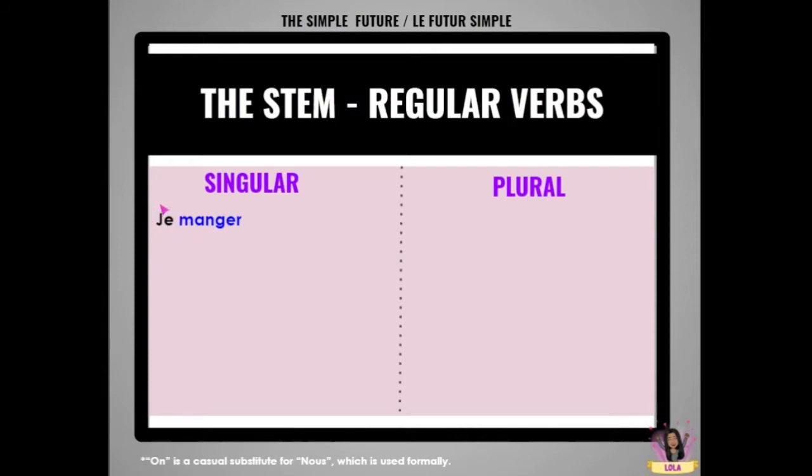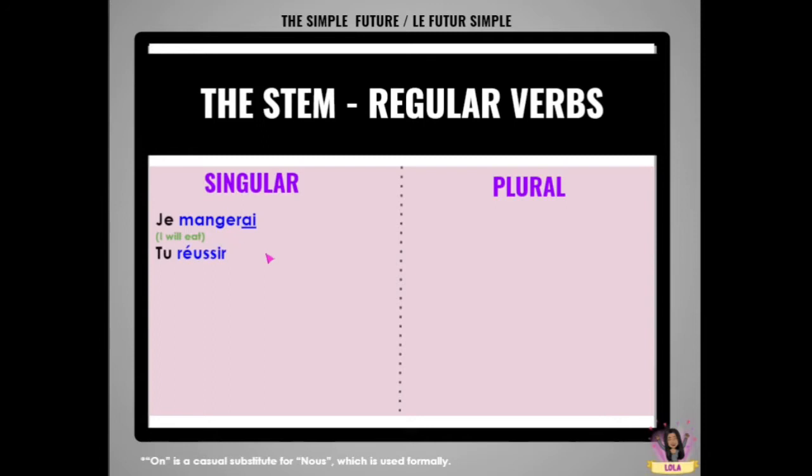So we have our pronoun here, je, and we have manger. Manger is the verb to eat, obviously, and it's just a regular verb. So we're going to use the whole verb. We don't have to do anything to it, just like that. And then to make it in the future tense, we're going to add the AI to it. So je mangerai is what it becomes. And that means I will eat.